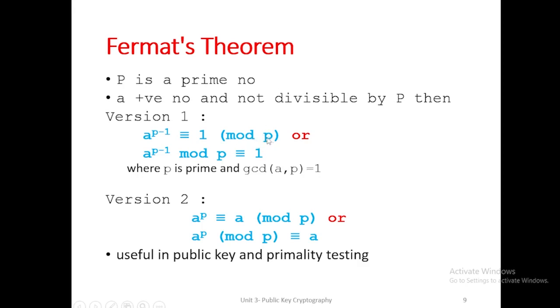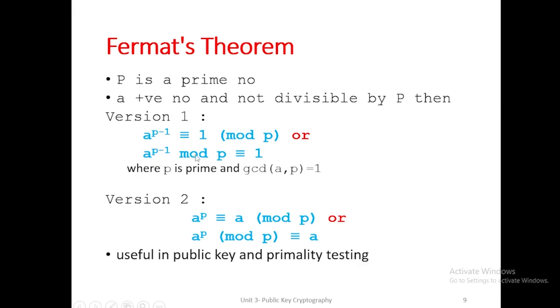So if you take the right side of mod, it is represented as a variable p. So p should be a prime number; only then can we apply Fermat's theorem. The conditions for implementing it are: the right side mod value should be a prime number, and a should be a positive number that is not divisible by p. Then only can we apply this notation.